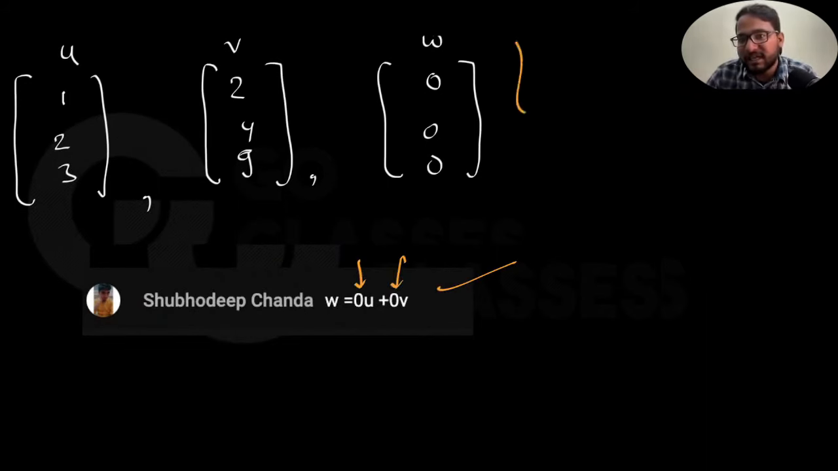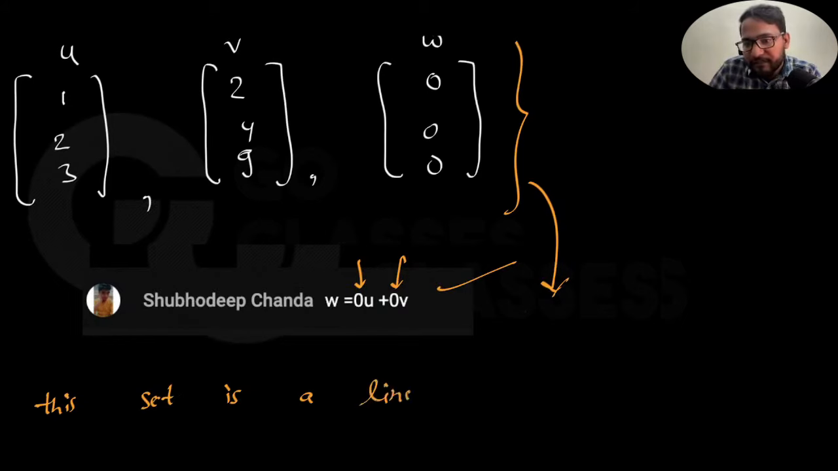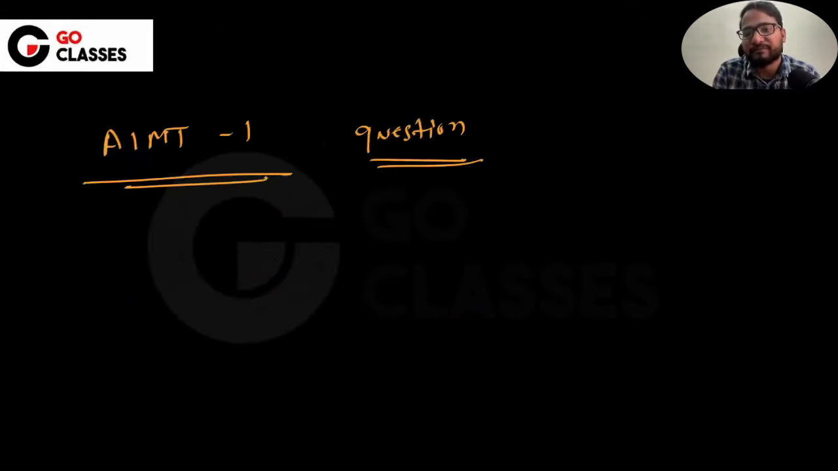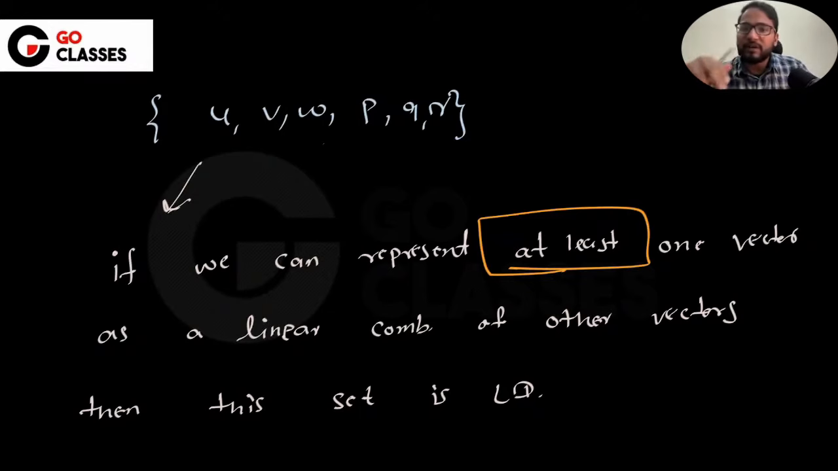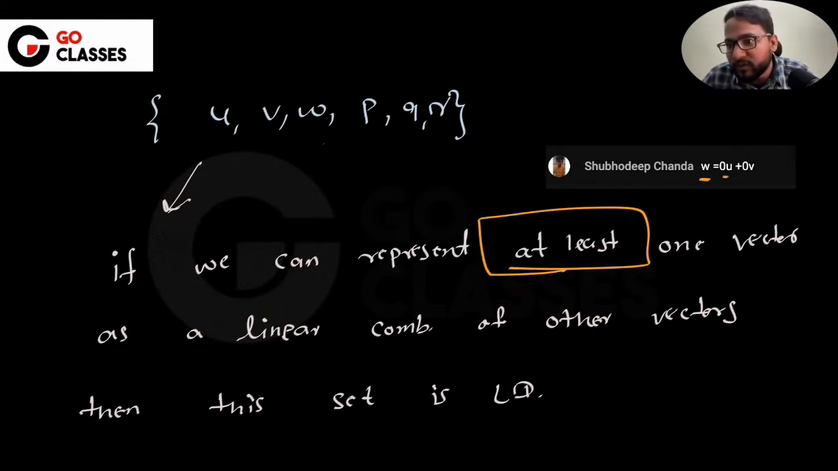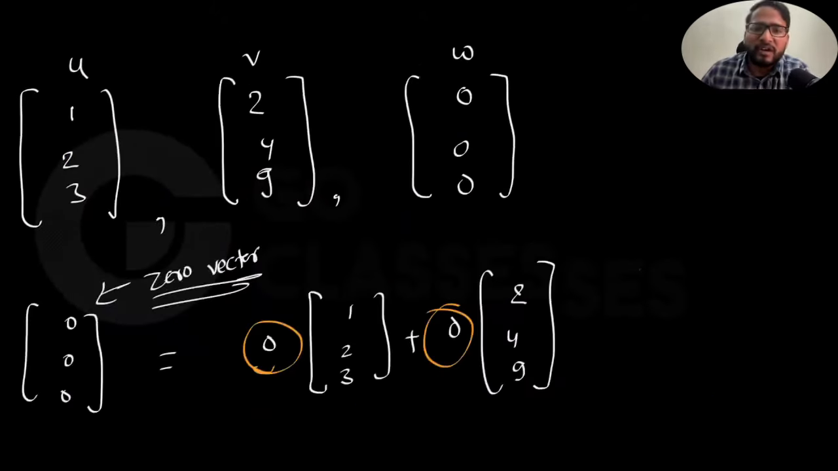So can I say that this set is a linearly dependent set? Then the answer is yes. This set is a linearly dependent set. Why? Because I have at least one vector. See the definition. The definition is that if we can represent at least one vector, which is W in my case, as a linear combination of other vectors, that's why I'm saying that this set of vectors is linearly dependent. I'm just going by the definition that I just told you. Very nice. Now, since it is a zero vector, I can represent it as a linear combination of other vectors. That's why I'm saying this set of vectors is linearly dependent.